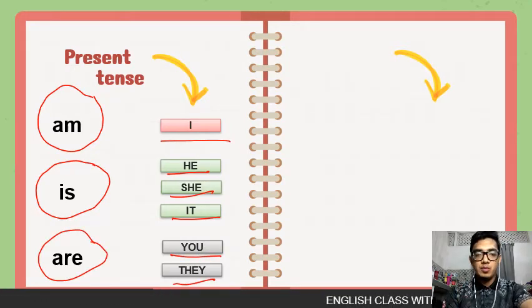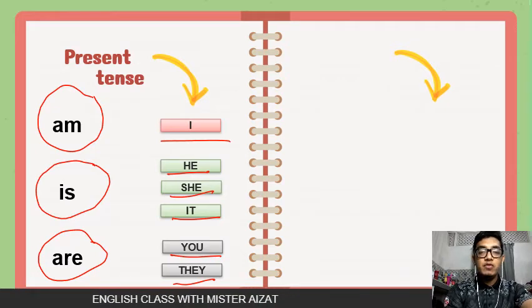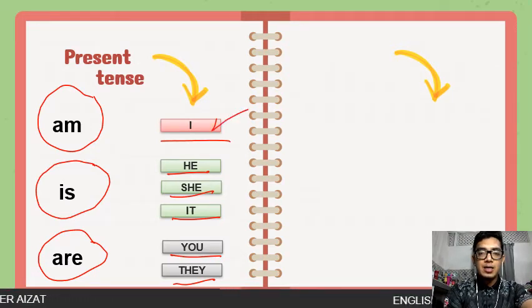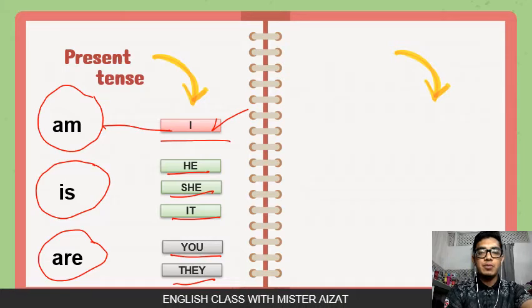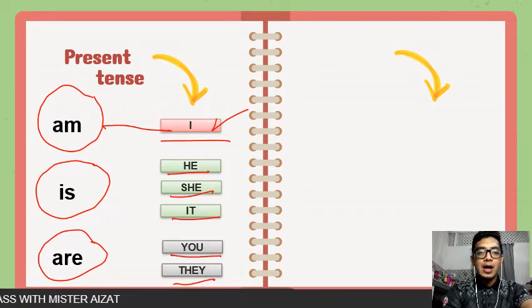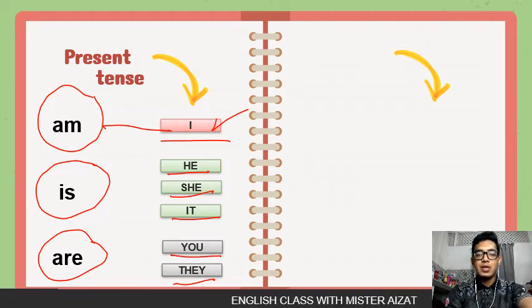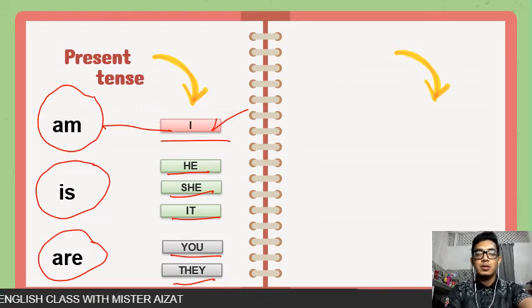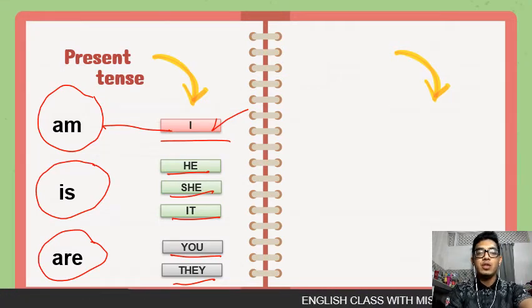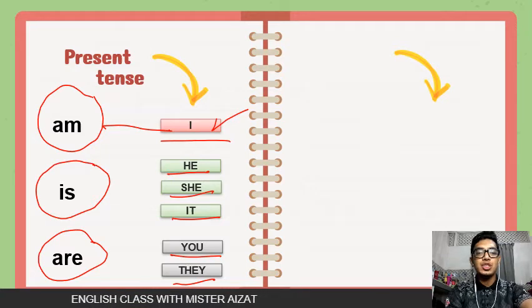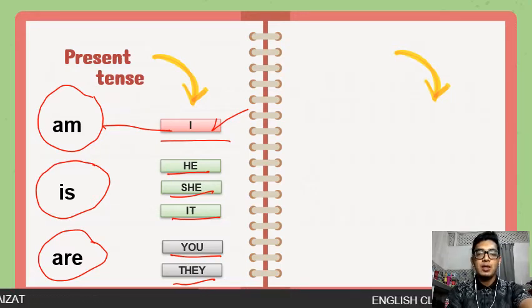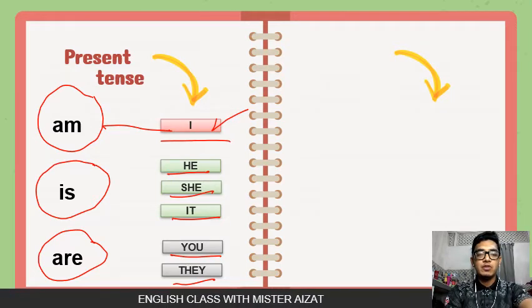So you must remember, whenever you find I, it must be followed by am. You cannot use I is or I are. It goes the same with he, she, it. You cannot use he am, she am, it am, and also you must follow you and they with are.